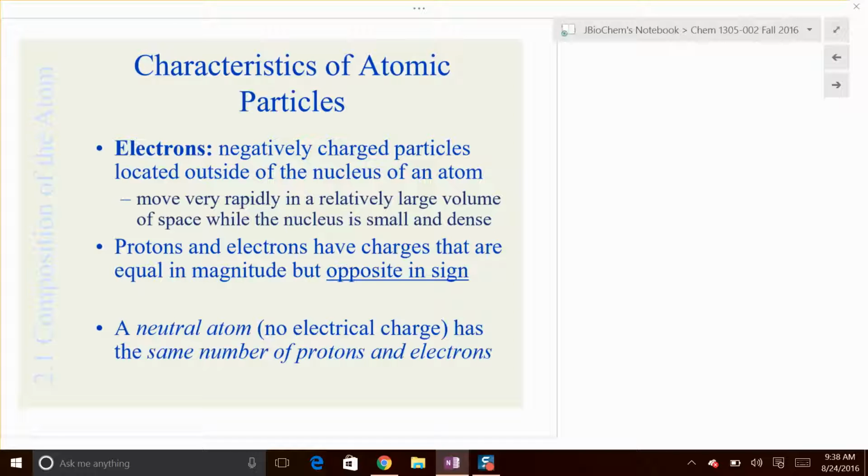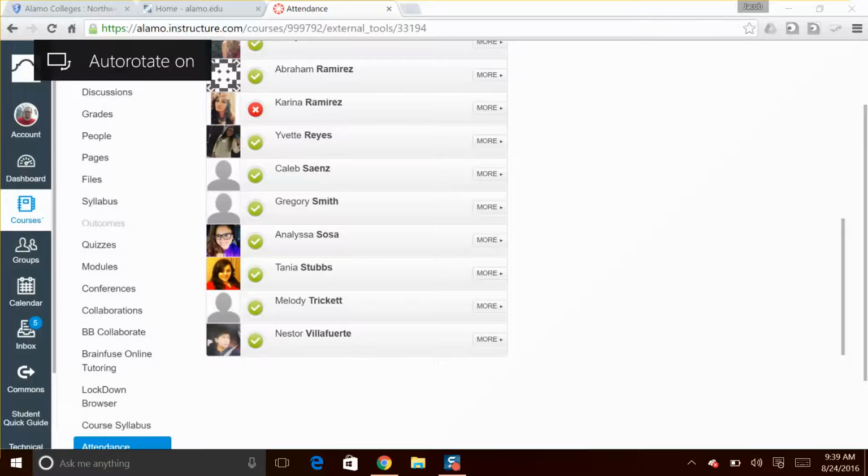So protons and electrons have charges that are equal in magnitude but opposite in sign. So if I have one proton and one electron, protons are positively charged, electrons are negatively charged, they would attract one another, because the strength of the attraction is exactly the same between them. That's what it means by the magnitude of the charge being the same, but just opposite. Okay, so the strength of the attraction is exactly the same.